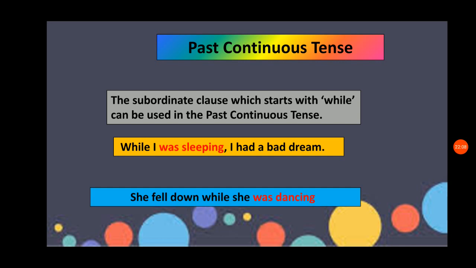She fell down while she was dancing. In these two events, she fell down is a fact, and she was dancing is another fact. Here she was dancing continuously, but how long is not mentioned. While she was dancing continuously, she fell down, she slipped. So slipped is a short period, and was dancing is a long period, but not in the present, at the time of speaking. So it is taken into past continuous tense.